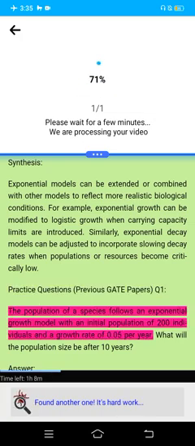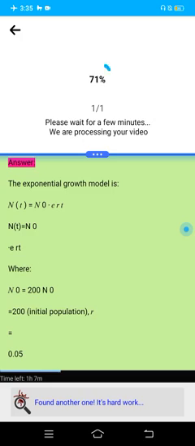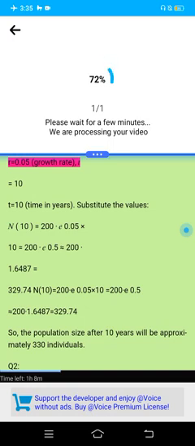Q1. The population of a species follows an exponential growth model with an initial population of 200 individuals and a growth rate of 0.05 per year. What will the population size be after 10 years? Answer: the exponential growth model is Nt = N0 · e^(rt), where N0 = 200 is the initial population, r = 0.05 is the growth rate, and t = 10 is the time in years.